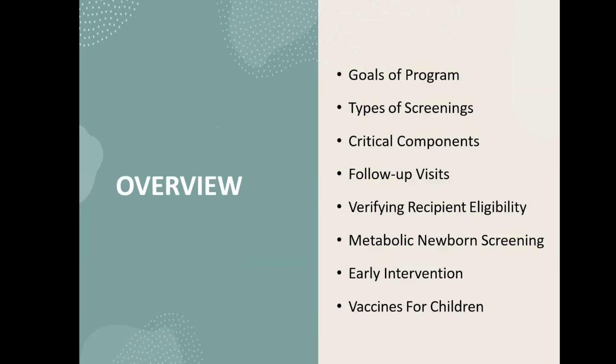During this presentation, we will discuss the core components of the EPSDT program. Each component is aimed at promoting the comprehensive well-being of Alabama's children. These components include the goals of the program, the different types of screenings, the critical components of screenings, follow-up visits, verifying recipient eligibility, metabolic newborn screenings, early intervention, and vaccines for children.